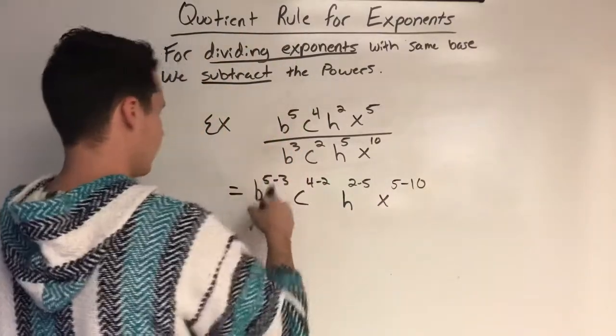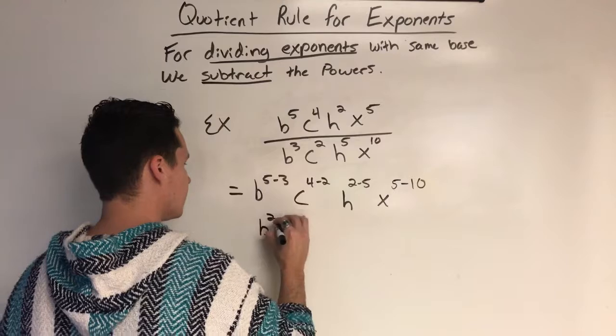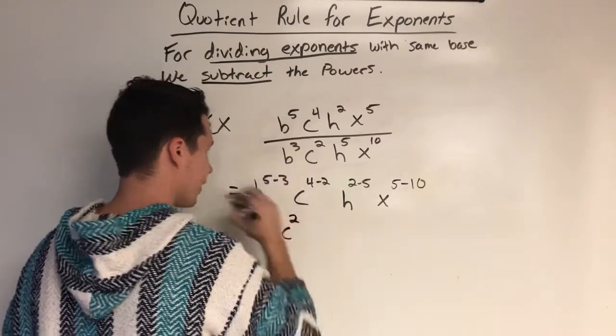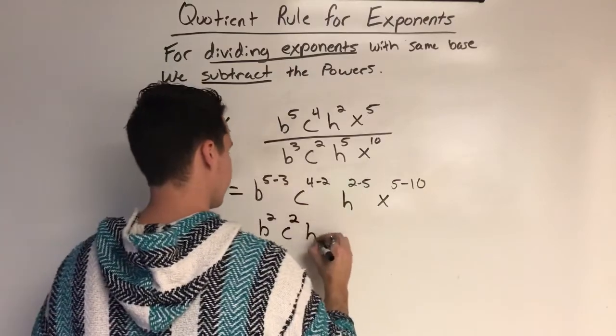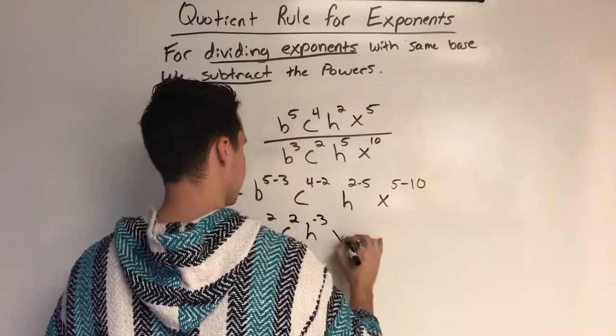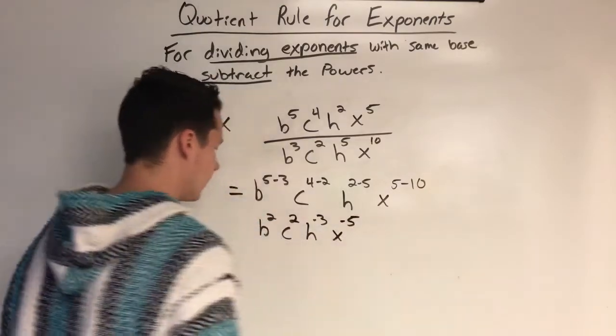Simplify. What's 5 minus 3? Well, that's going to be b squared. 4 minus 2? Well, it's going to be c squared. 2 minus 5? It's going to be h to the negative 3. And then 5 minus 10 is x to the negative 5.